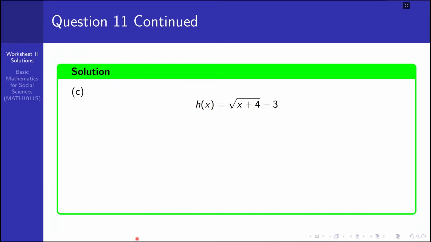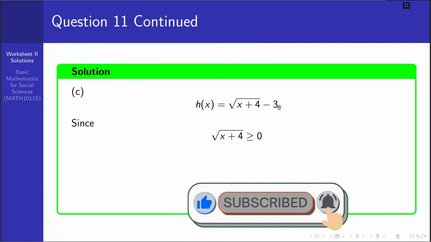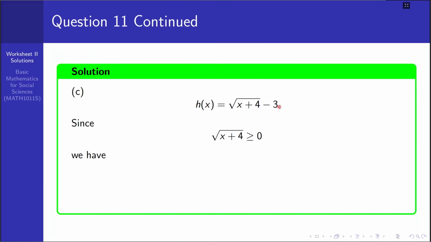Okay, C, h of x equal to the square root of x plus 4 minus 3 is given. ስለዚህ ይህንን በምንወስድበት ጊዜ the square root is positive or simply greater than or equal to 0, and we have minus 3 here. Therefore, we have h of x greater than or equal to the range of this one minus 3, which is greater than or equal to minus 3. Therefore, the range could be the interval from minus 3 to positive infinity.